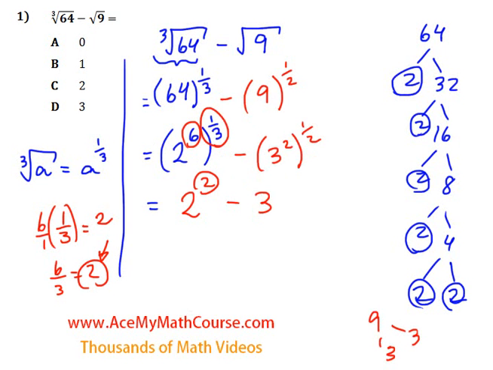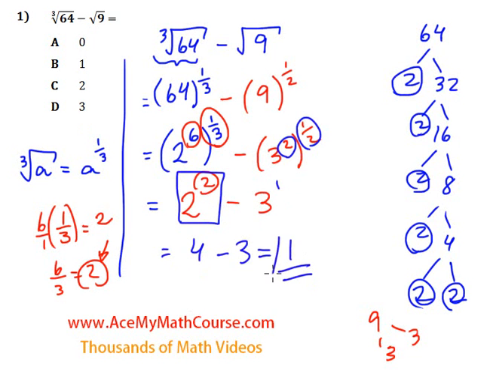And now, since we have an exponent to another exponent, we can multiply them. 2 times 1/2 is just 2 over 2, which is 1. So that's how we get the 3 with the square root of 9 if we want to use the same method. Now 2 squared is 4 minus 3 gives us 1. So the answer is B. That's it.